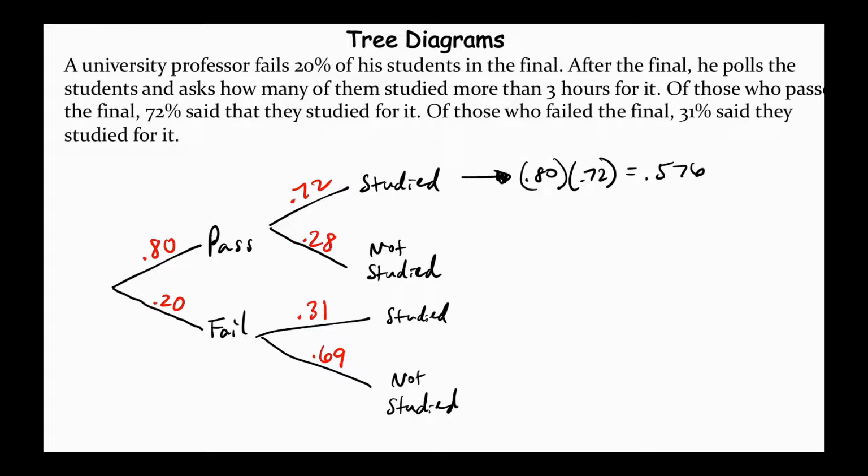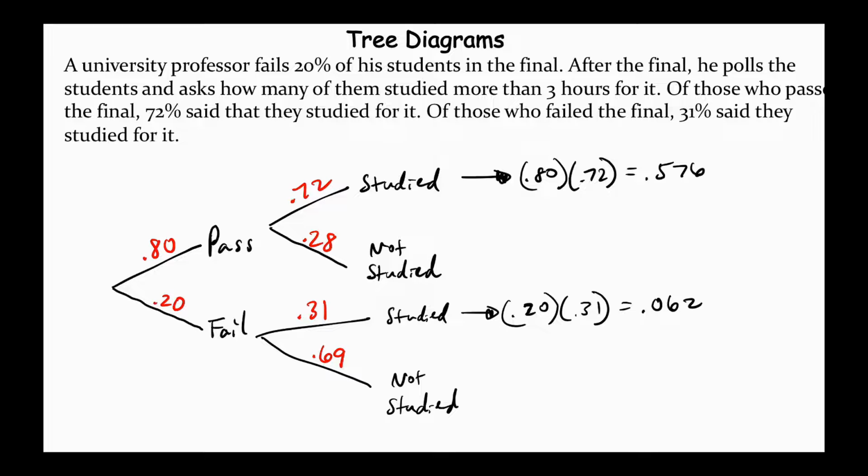And that wasn't the only path that led us to studying, right? The path that led us to studying was also here, right? So that path is 0.2 or 20% times 0.31, which gives 0.062. Does it make sense that fail and study is pretty low? Yes, right? Because if you fail, the chances you studied are not very good.